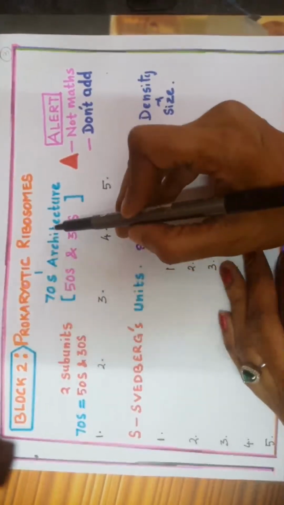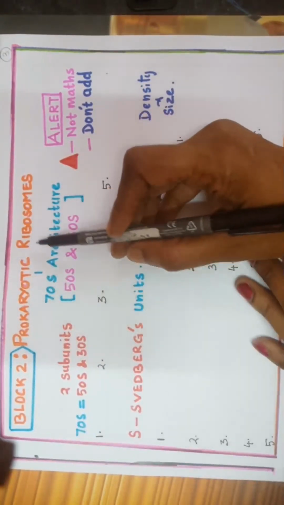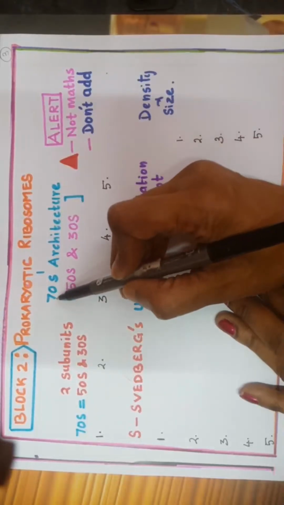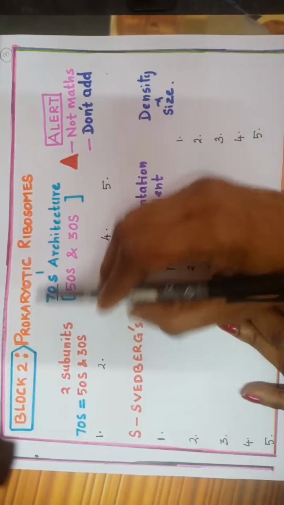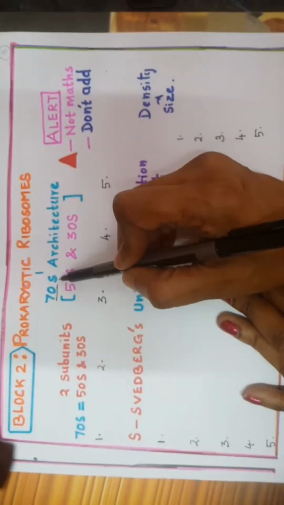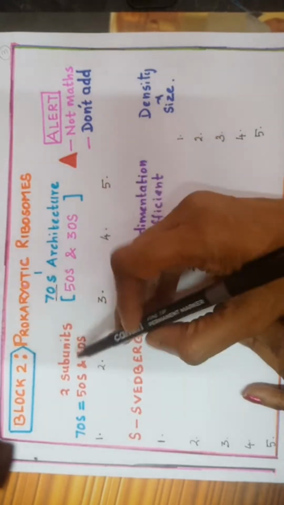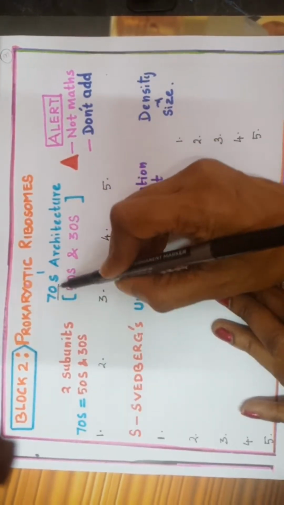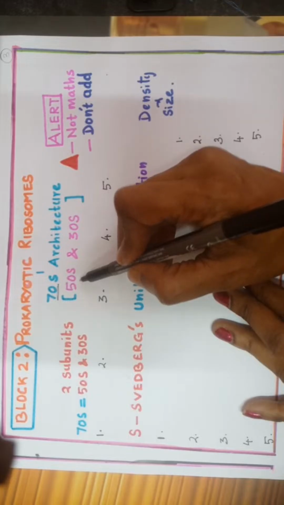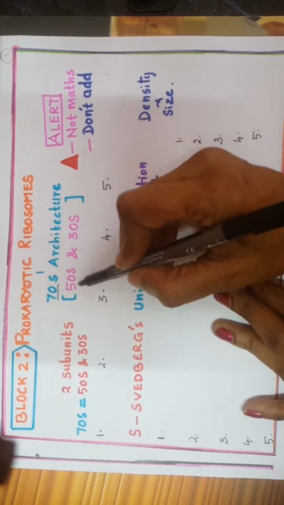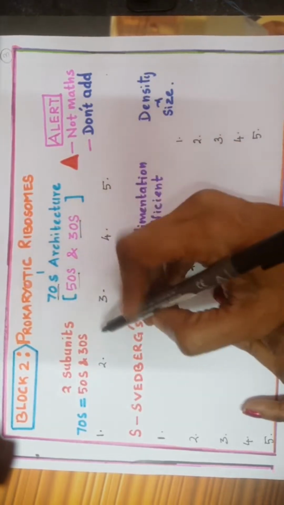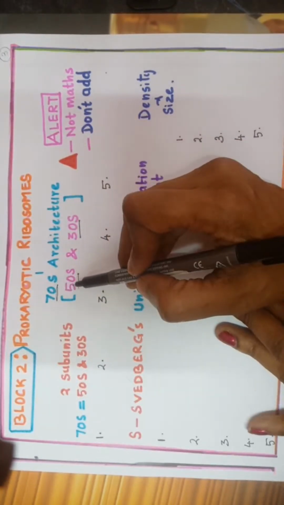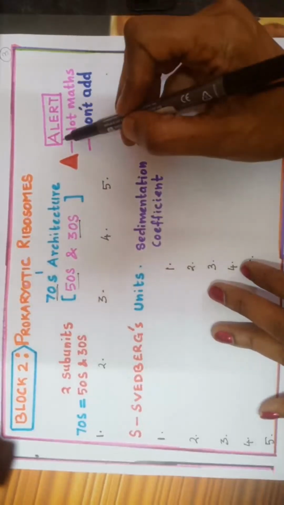Then block 2 is the prokaryotic ribosomes. In prokaryotic ribosomes, the important value is that it is a 70S architecture. Prokaryotic ribosomes have 70S and eukaryotic ribosomes have 80S. The 70S is made up of 2 subunits, 50S and 30S. This is the larger subunit and this is the smaller subunit.